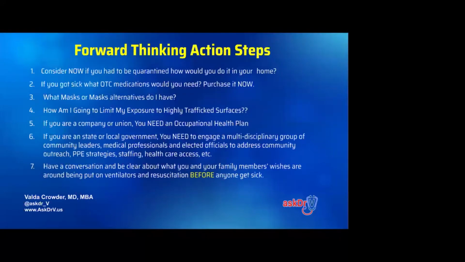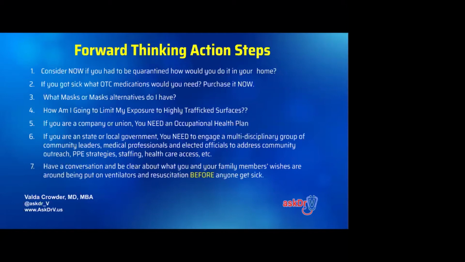Now, forward-thinking actions. Here are some things to think about as you begin to actually create your plan. Consider now, what if I had to be quarantined? Where would I do that in my home? How would I do that in my home? Do you have the over-the-counter medications that you need? Purchase them now. What mask or mask alternatives do I have in my house? How can I make masks? What can I make masks out of? How am I going to limit my exposure to highly trafficked surfaces?